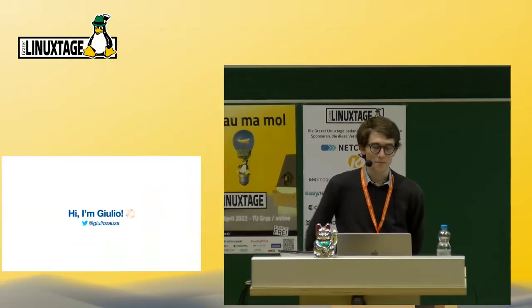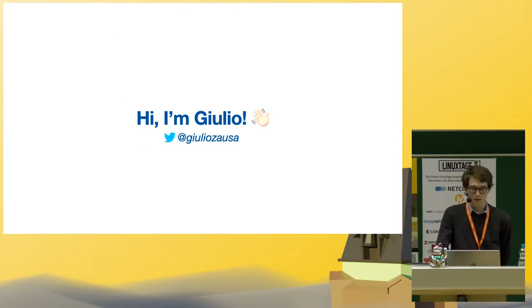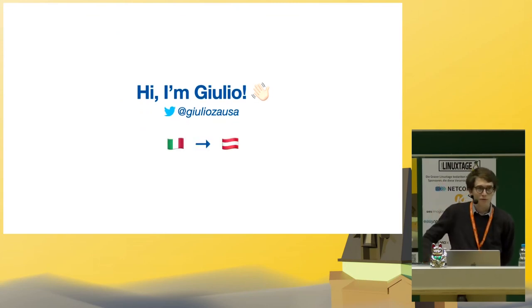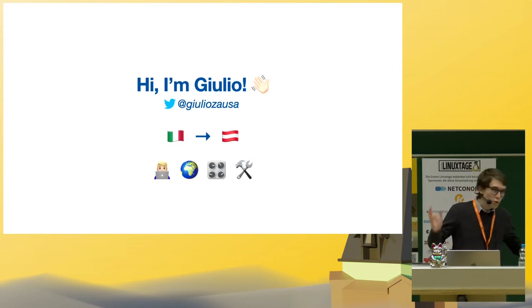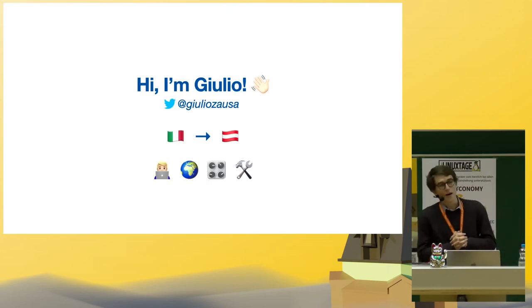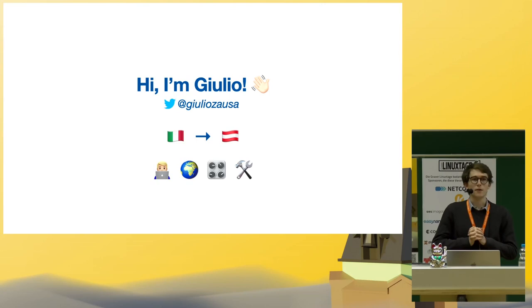Hello everybody, I'm Giulio, and I actually come from Northern Italy, but I have recently moved here to Austria, to the beautiful city of Graz. And what do I do in my life? I'm a software engineer, and I build things for the web. I'm a front-end developer, and I build interfaces that allow people to perform their work better. And I also build the tools.